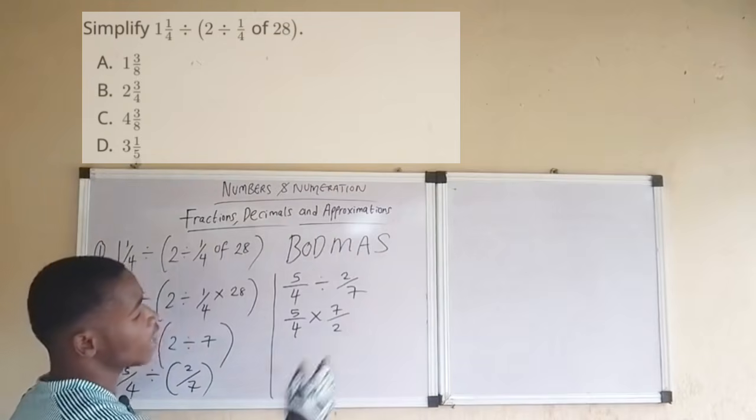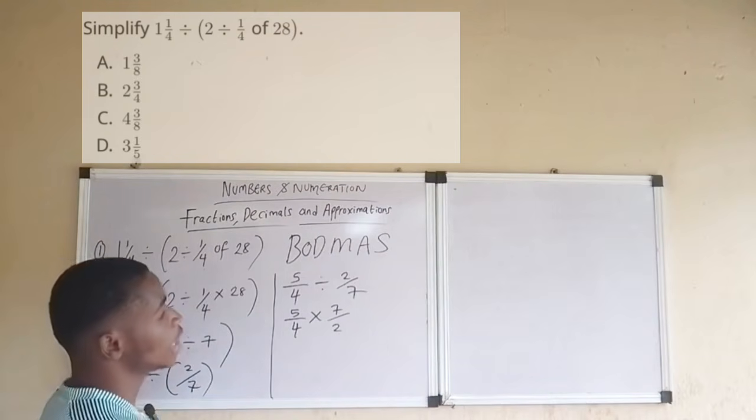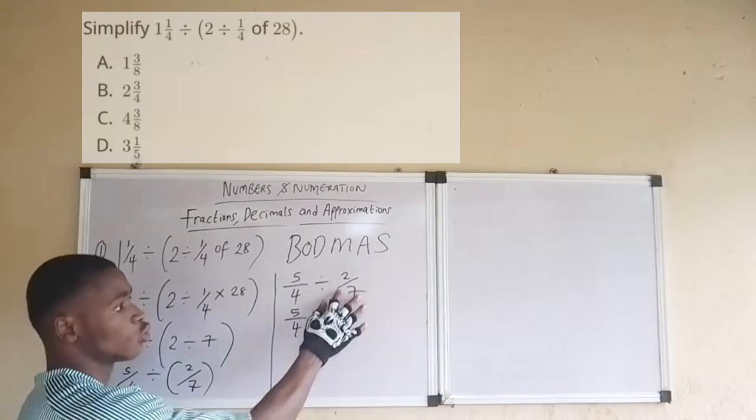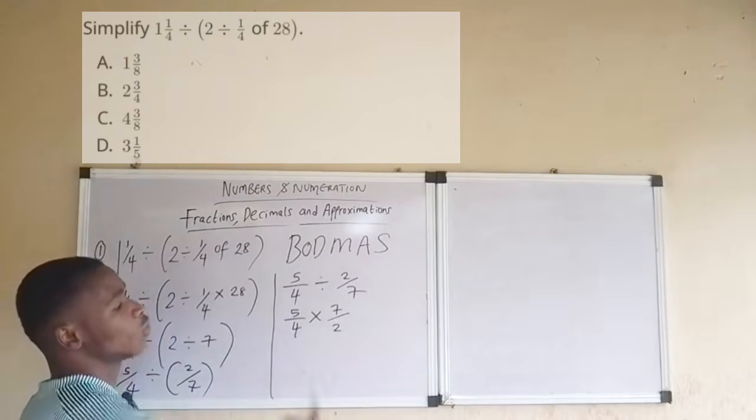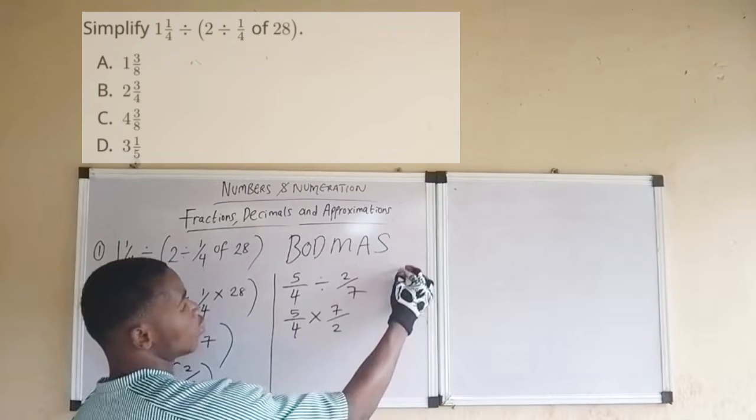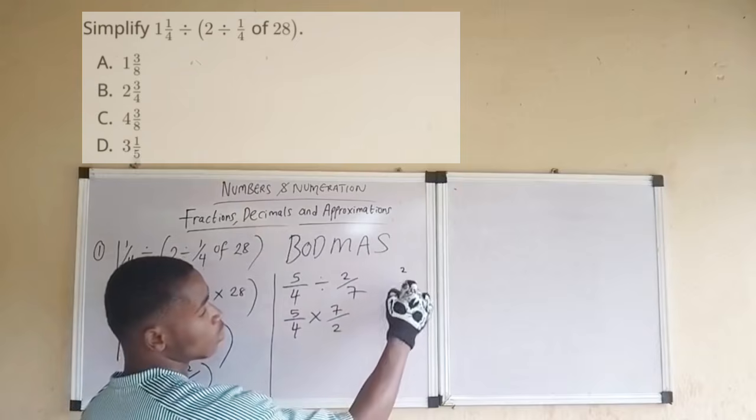So what if what we have here was a whole number, for example? Let's say what we have here was not 2 over 7, but just 2. What will I write here? You write 1 over 2. Do you understand? Because the reciprocal of 2 is 1 over 2. Do you understand?